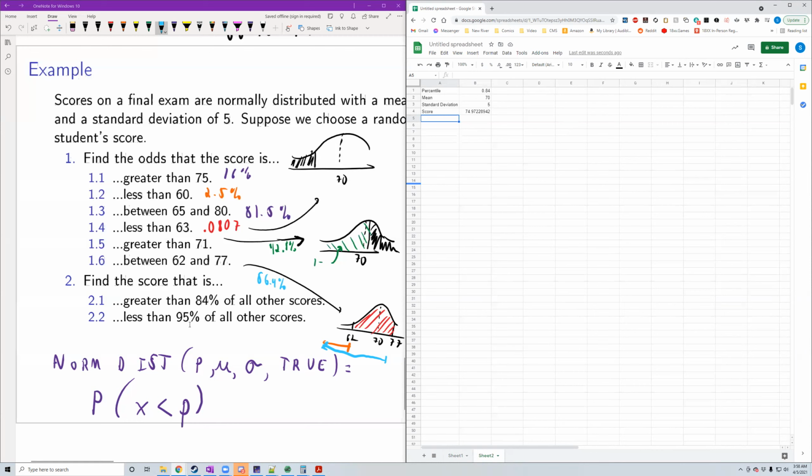For the next part, it asks us about 95%, but notice it says less than here. In this scenario, because it wants less than 95%, we're actually looking for 5% from the bottom. So we should use a percentile of 0.05 or 5%, and it gives us a score of about 61.8.